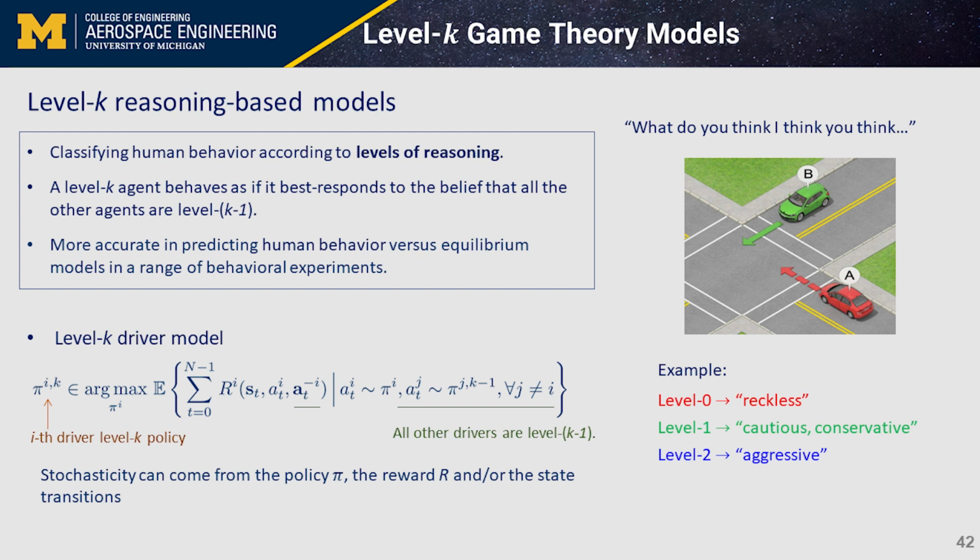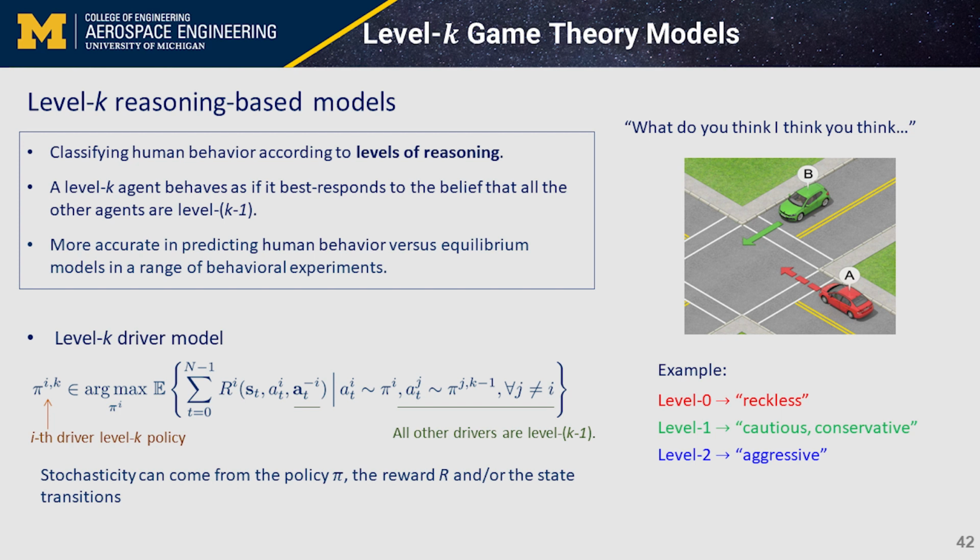Then a level one driver is going to act as if everybody else around is level zero. So in this case, a level one driver is going to be very aggressive because the level one driver assumes that no one changes lanes, so I can do whatever I want. And then a level two driver is going to be, again, very conservative because it has to interact with level one drivers. So it's kind of interesting. Or you can do the reverse.